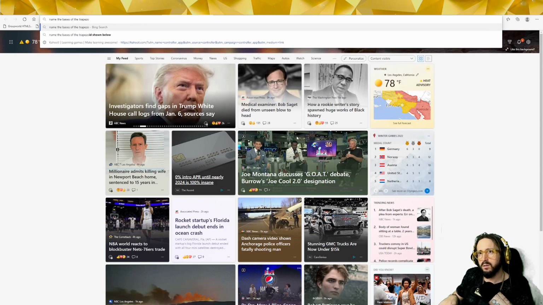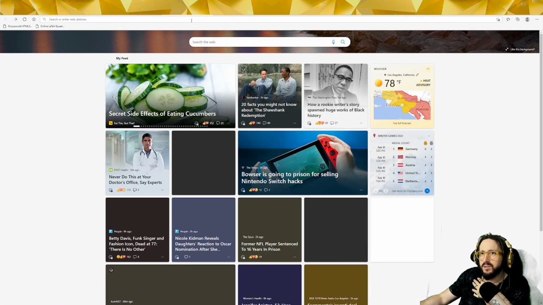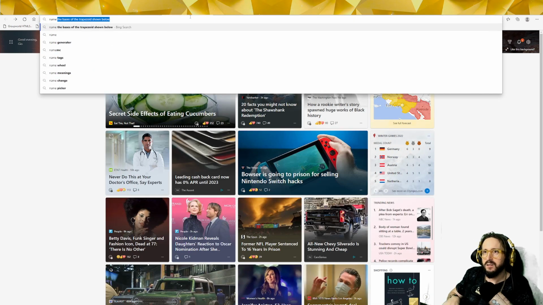Trapezoid. Okay, there's base 1, there's base 2, right? This is the dumbest stuff, dude.